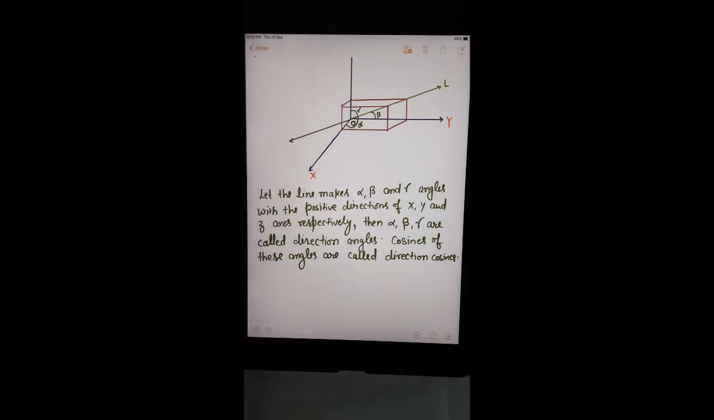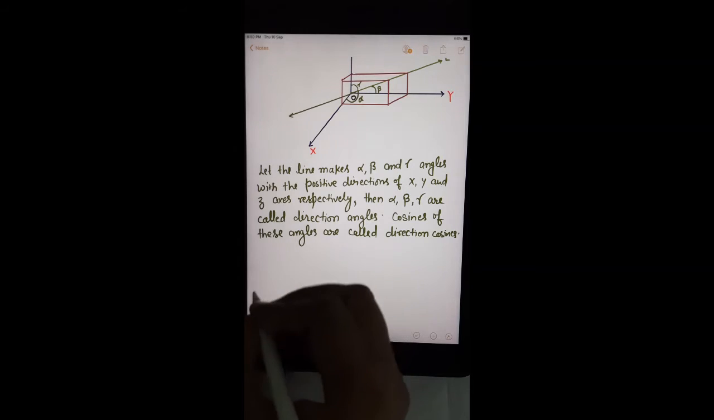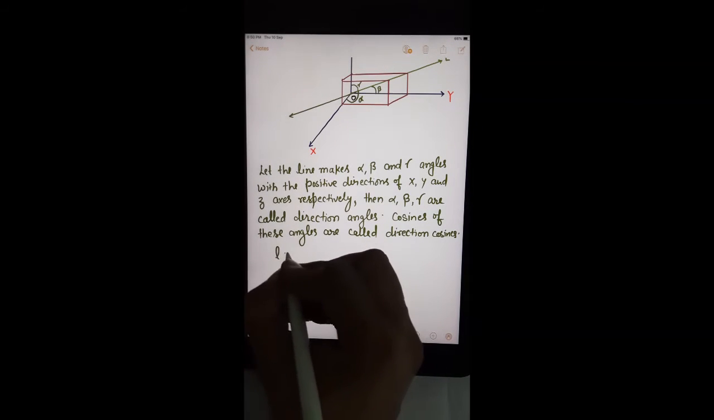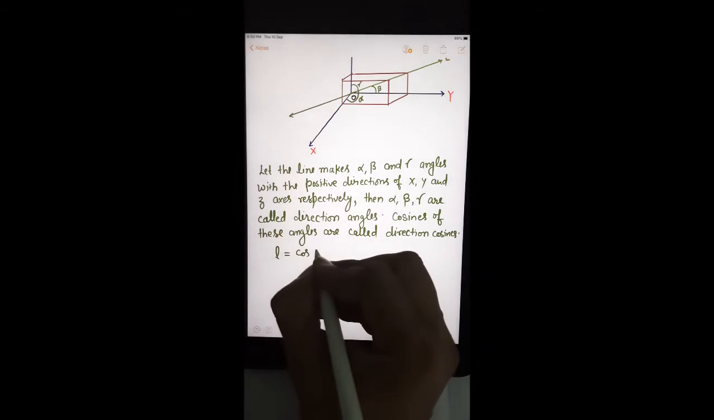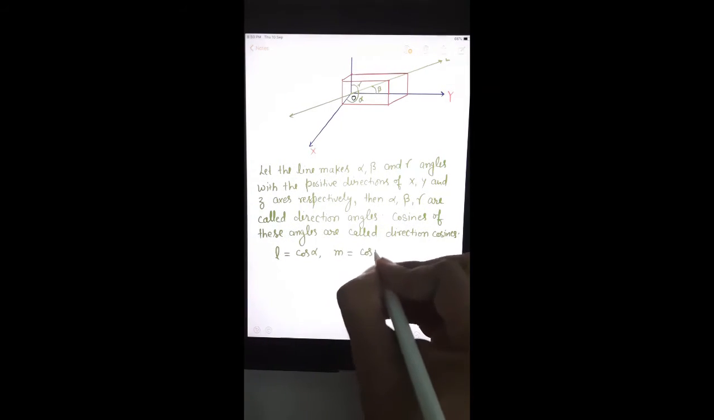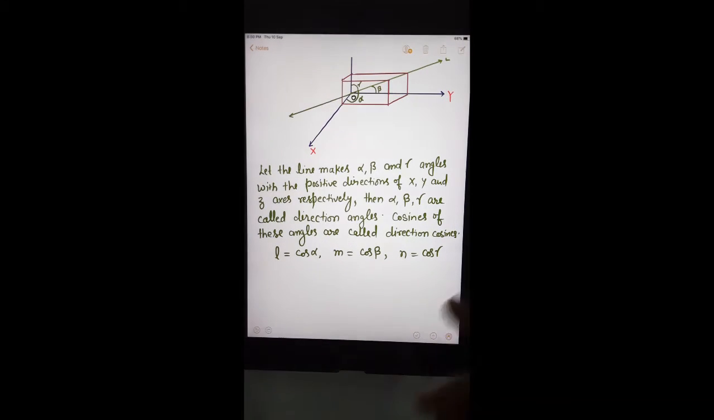And the direction cosines are represented by the alphabets small l, small m and small n. You know, in previous chapter vector algebra we have already studied this. So l is equal to cos alpha, m is equal to cos beta and n is equal to cos gamma.